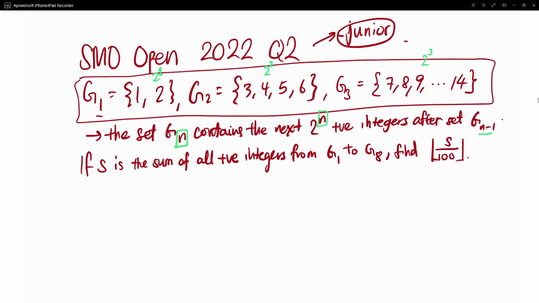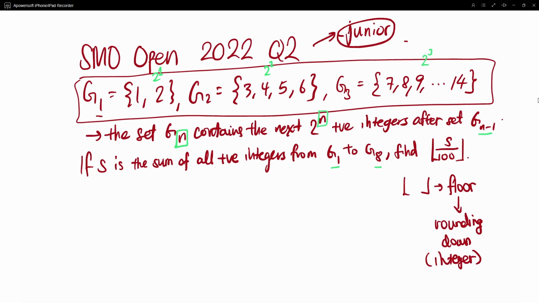The question asks, if S is the sum of all the positive integers from G1 to G8, find floor of S over 100. Before we solve this question, let me explain the floor function. It's about rounding down. And where do we round down to? We round down to the nearest integer.